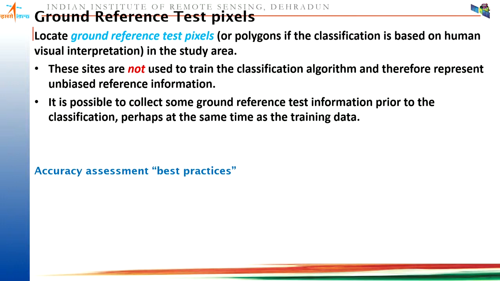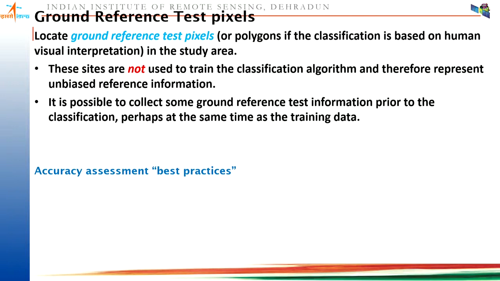Okay, so now these pixels are not used in the training site. In the training site also we are using certain pixels, but the pixels that we are using in training sites will not be used for testing how accurate my classification is. So testing data will be completely different from training data. Now, these sites are not used to train the classification algorithm, and therefore they represent unbiased reference information.